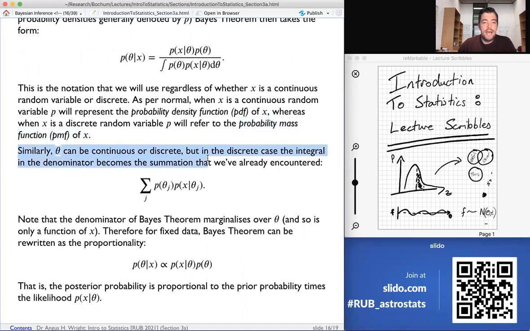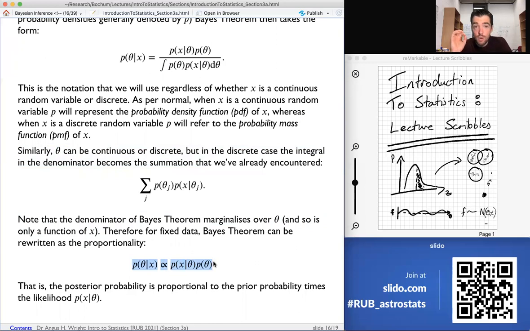As with x, theta now can be discrete or continuous. It's a probability distribution now. And so the denominator, once again, if it's a discrete thing, goes back to being a summation. But if it's a continuous thing, it's an integral, like we just said. And again, because it marginalizes over the value of theta, it's only a function of x. So we can still do this proportionality game.